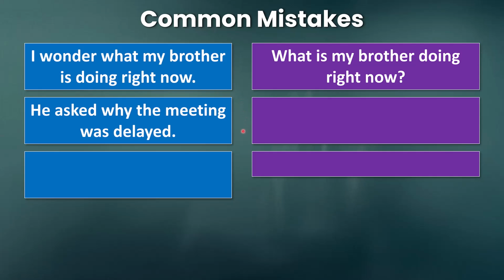Here's another example. He asked why the meeting was delayed. Again, this is a declarative sentence because it reports a question rather than asking one directly. So this is a declarative sentence and ends with a period. An interrogative sentence would be, why was the meeting delayed? Or, for example, if this was in a novel, you might have the question tag, he asked, comma, with quotation marks, why was the meeting delayed? However, in this example, this is a declarative sentence reporting a question, not asking one directly.